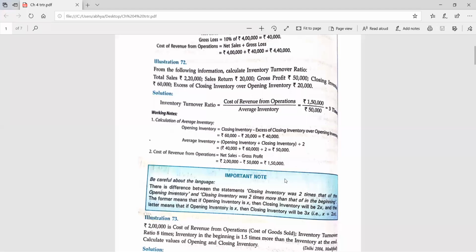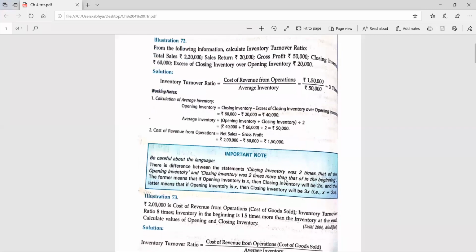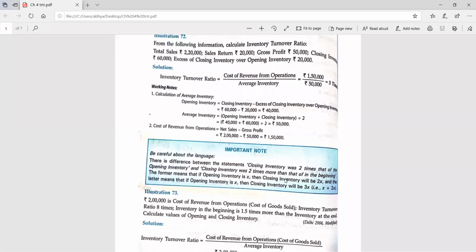Okay, students. Next question was 73, in which rupees 2 lakh is the cost of revenue from operations, which is already given. So it will be easy. Inventory turnover ratio is given as 8 times. So inventory in the beginning is 1.5 times more than the inventory at the end. 1.5 times more than. Okay.